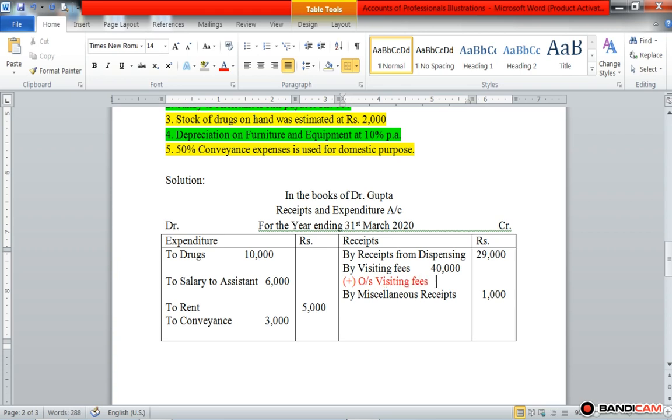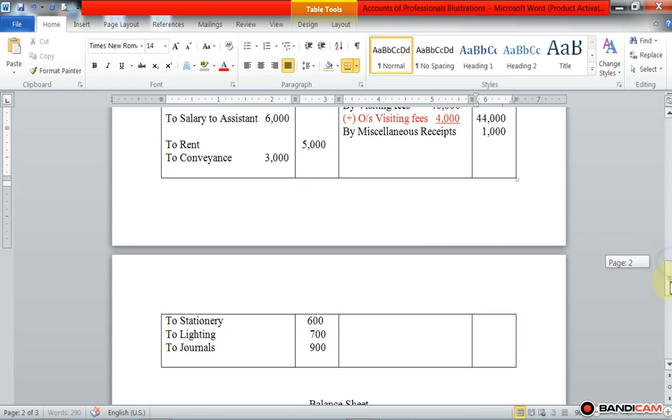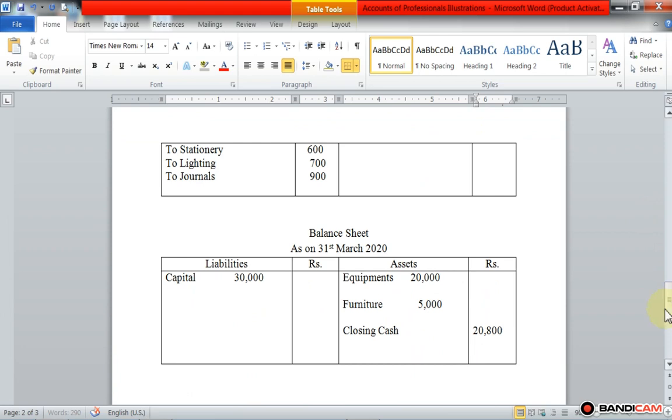Okay, amounted rupees 4,000. Make the total and put the total in the outer column. So the total is 44,000. Okay, so here we put the figure 44,000. And the second effect is on the balance sheet asset side.